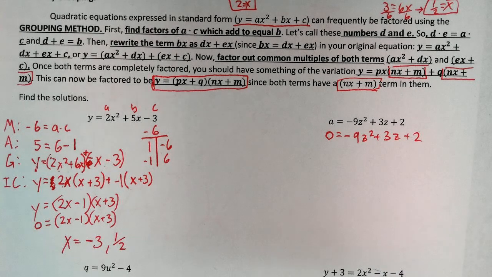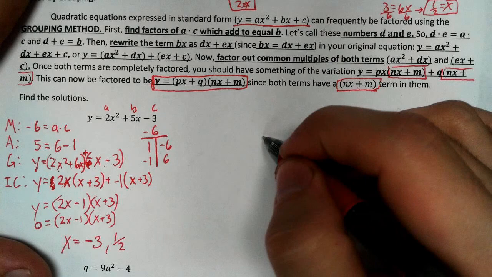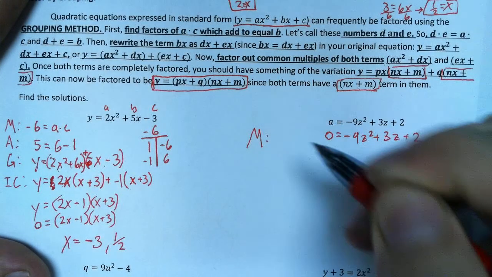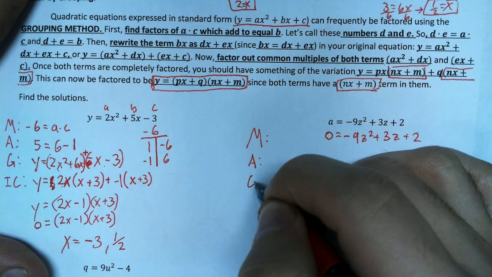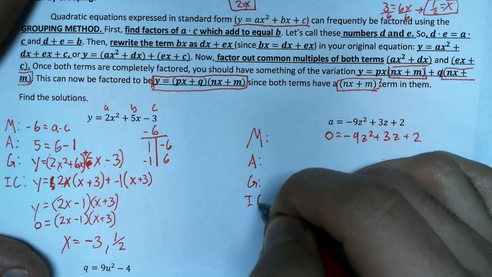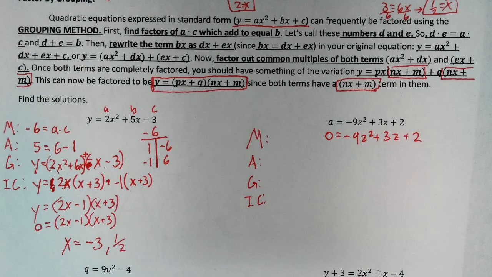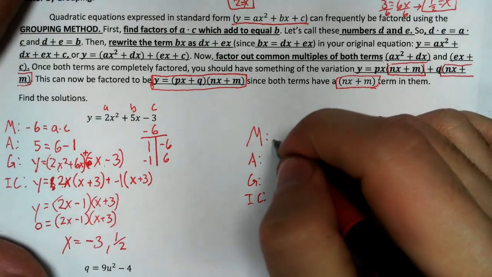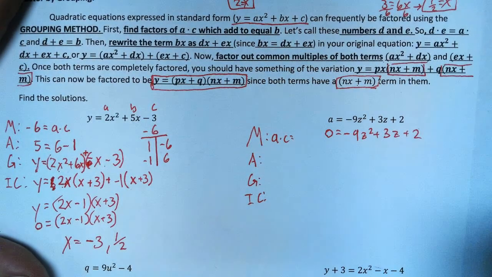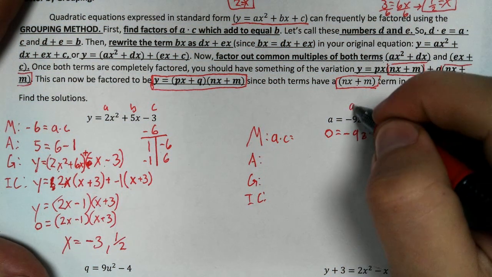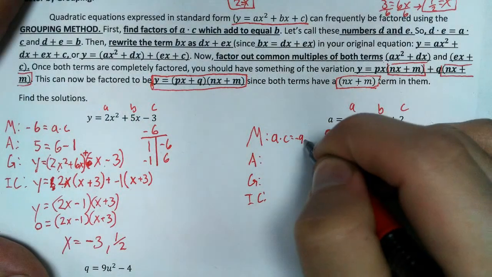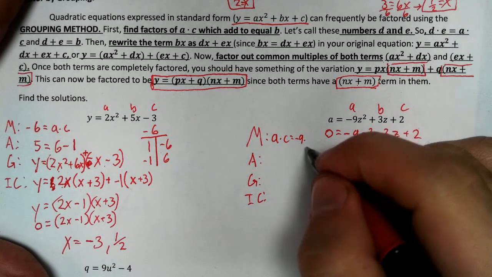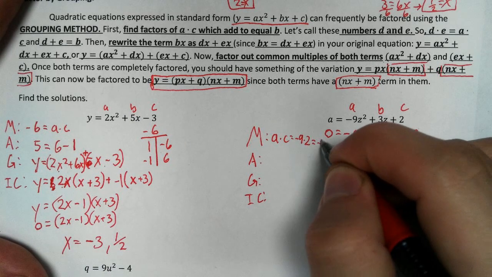Okay? Now let's go ahead and use the magic method again. Now I'm actually not going to do my work next to the magic method just because I think it can get a little bit crowded over there, but I think it's a good acronym to remind you the steps to go in and what you're looking for. So first you're looking for a times c, and what's a times c going to equal? Well, this is a, this is b, this is c, and so a is going to be -9, so -9 times c, which is 2, which is going to equal -18.